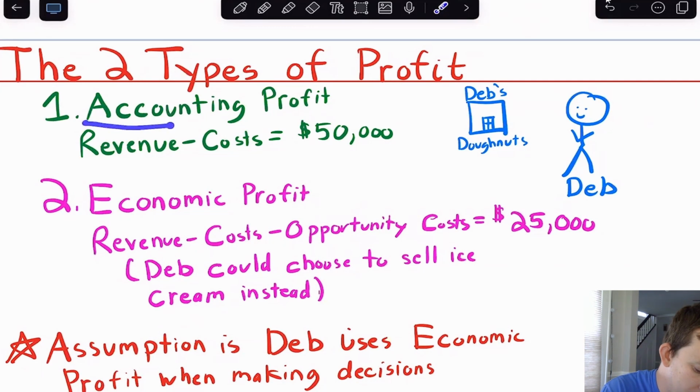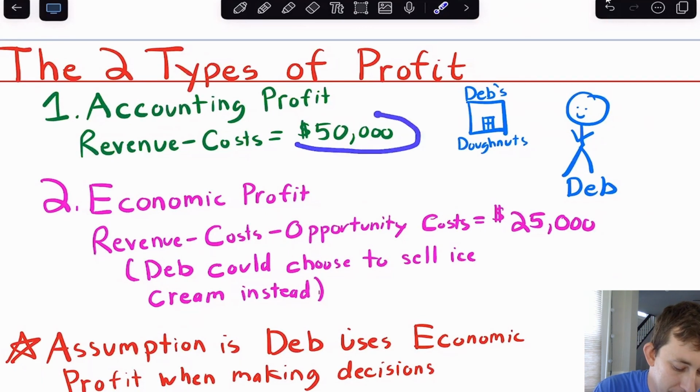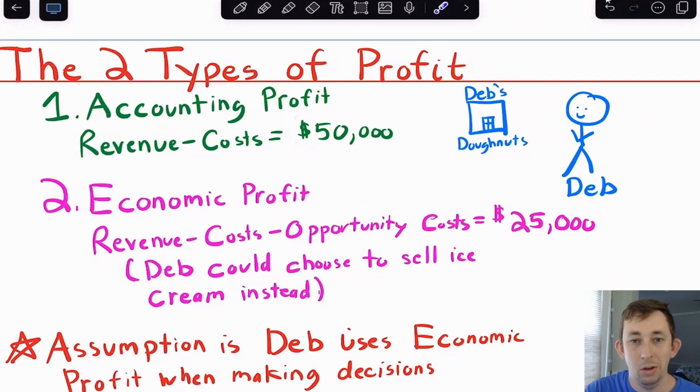The first is called accounting profit. Accounting profit is what you might immediately think about when you're asking how much profit does someone make. So for example, here's Deb's Donuts, owned by Deb, and let's say that in a year, Deb's total profit is $50,000. We would say that her accounting profit is $50,000. Okay, but that makes a ton of sense. What in the world could a different type of profit be?